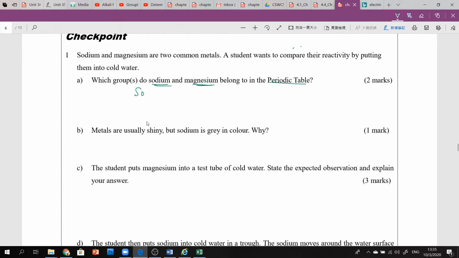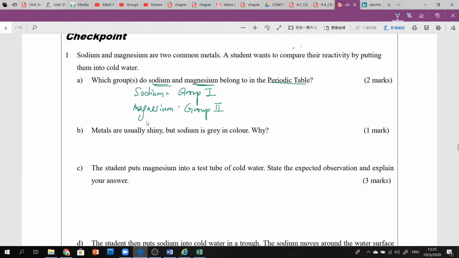Sodium belongs to group 1, while magnesium belongs to group 2, because they have 1 and 2 outermost shell electrons respectively.